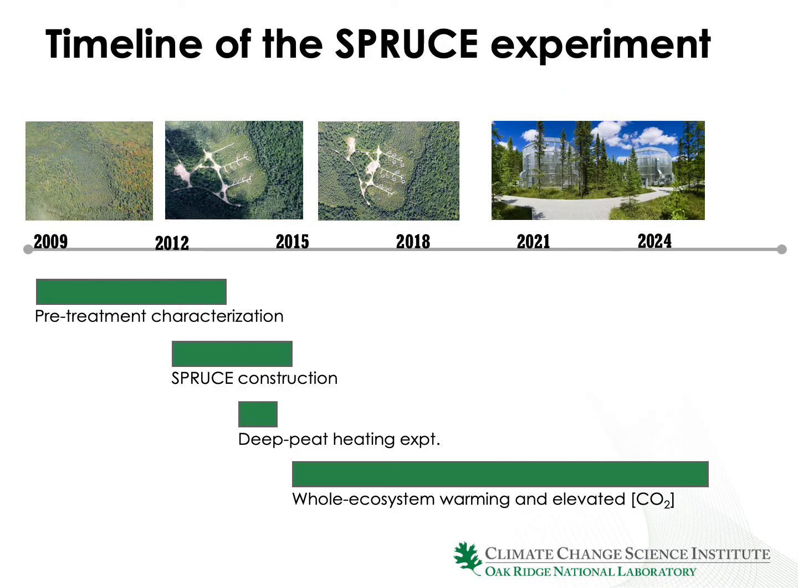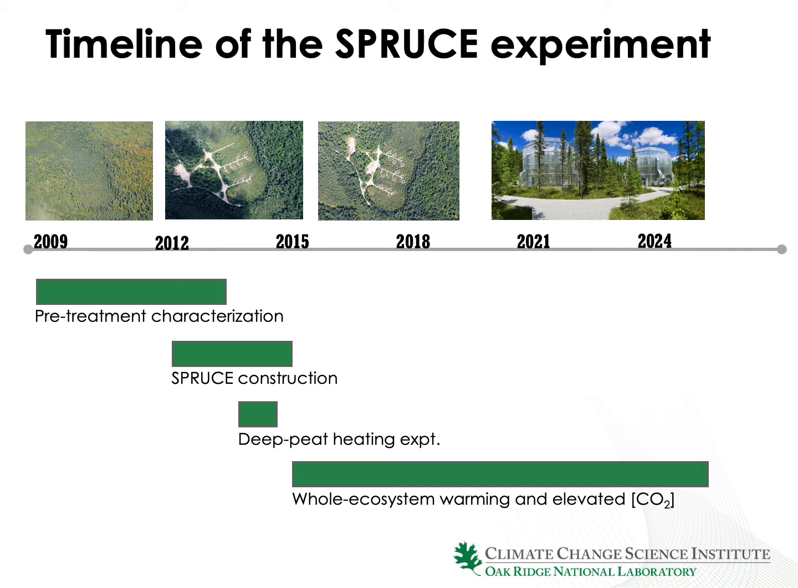This slide shows the overall timeline of the SPRUCE experiment. It goes all the way back to 2009. They began to do some pre-treatment characterization of the ecosystem, identifying the specific locations in which the experimental systems would be constructed, and that construction began in 2012. Before the full enclosures were built, the deep peat heating elements were in place, and so in the year 2014 they conducted a deep peat heating experiment looking at the impacts of warming on peat decomposition and chemistry.